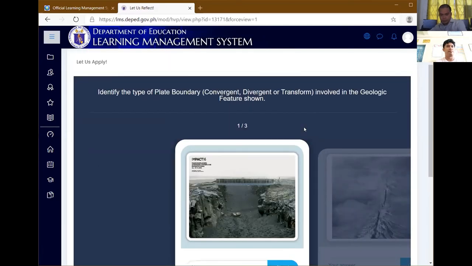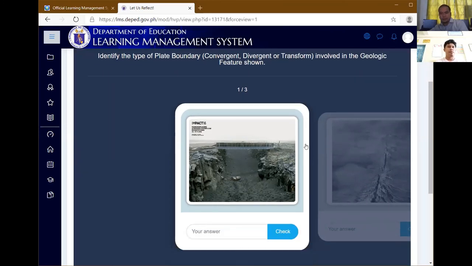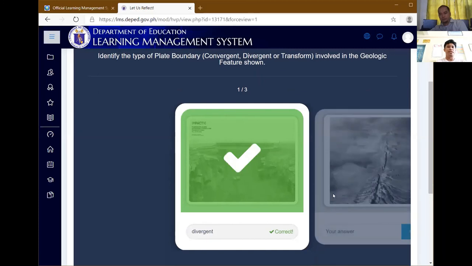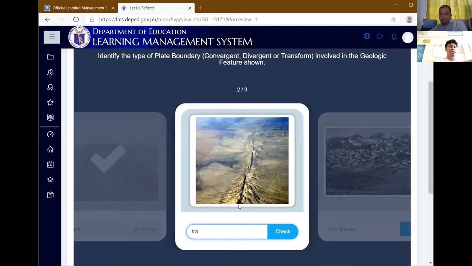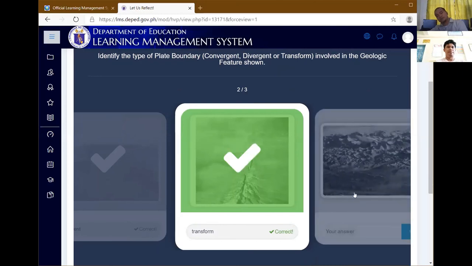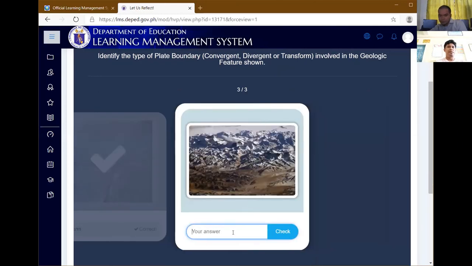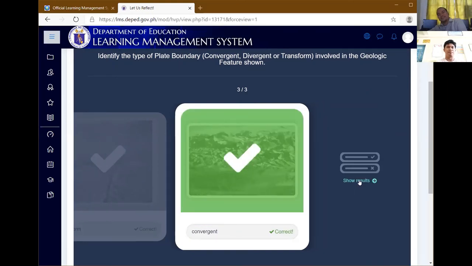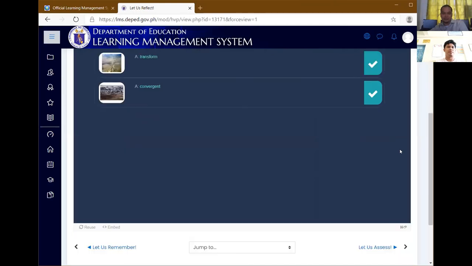So in this portion, we have here different types of landforms. Identify the type of plate boundary involved in the geologic feature shown. What do you think is that? Okay. Very good. Number two, transform. Very good. Another? Convergent. Awesome. Very good.